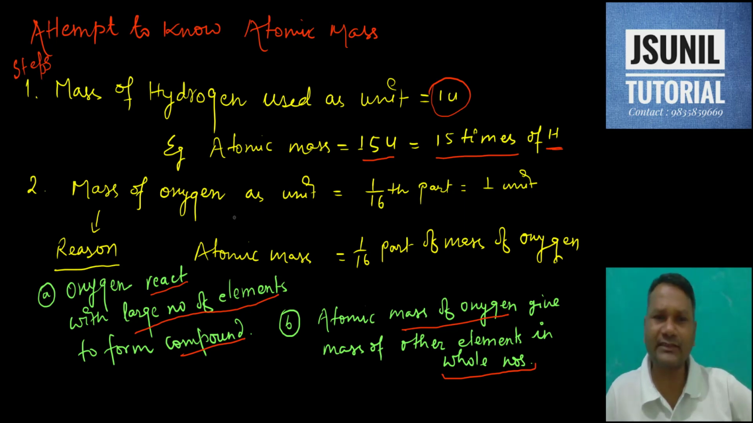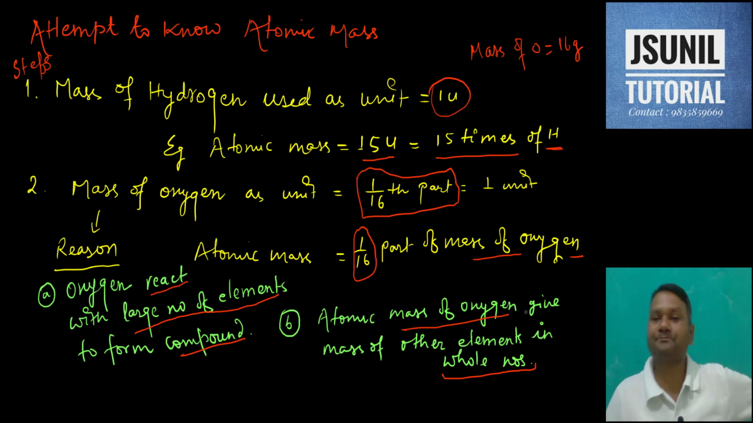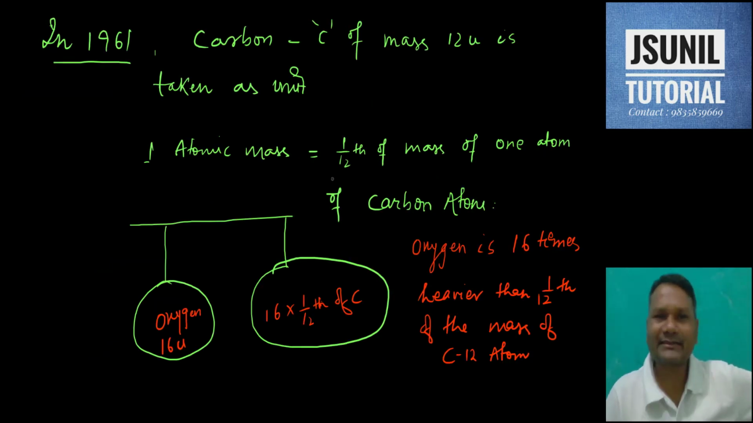Since the mass of oxygen is 16 gram, it means 1/16th part is taken as 1 unit. Then what can we see? On the basis of the mass of oxygen, the atomic mass of an element is 1/16th part of the mass of the oxygen atom. Let us think about that.